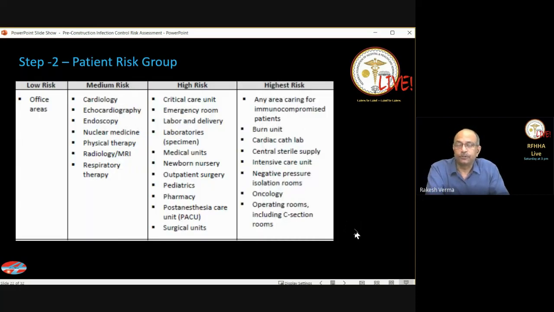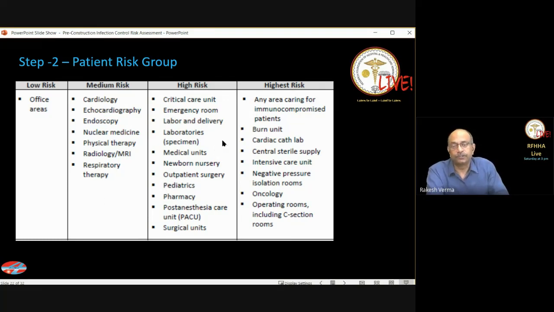The next is to identify the patient risk group, and the patient risk group is in 4 categories. It is low, medium, high, and highest risk. So low risk areas are the office areas. The medium risk areas are, essentially, some of the examples given here: cardiology, echocardiography, endoscopy, nuclear medicine, physical therapy, like that, where you are not undertaking any invasive procedures in that sense.